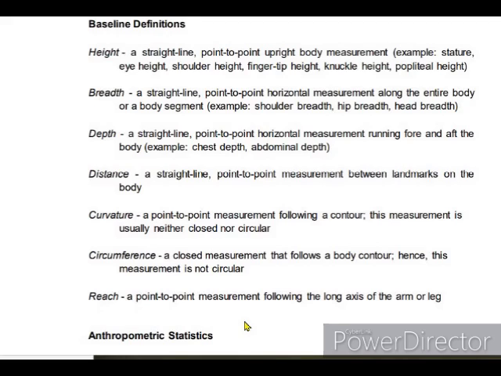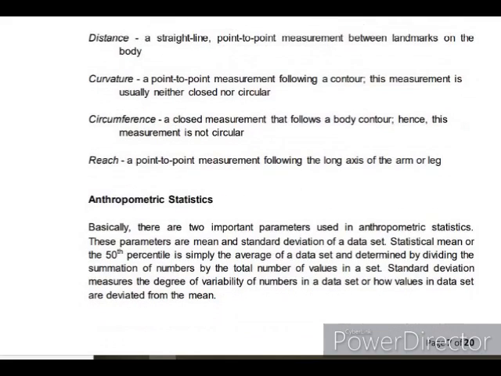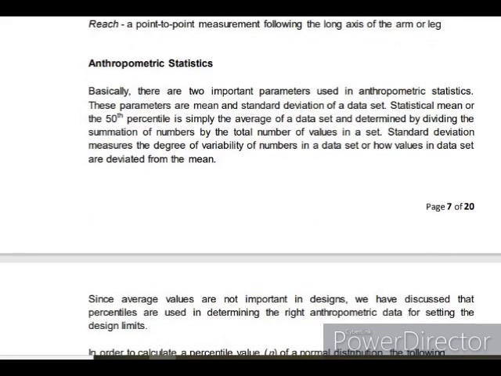Next, reach, a point-to-point measurement following the long axis of the arm or leg. So it is with reference to the arms or legs. Next, anthropometric statistics. Basically, there are two important parameters used in anthropometric statistics. What are those? These parameters are the mean and standard deviation of a data set. So it uses those parameters, mean and standard deviation.